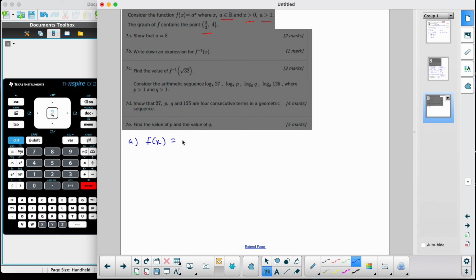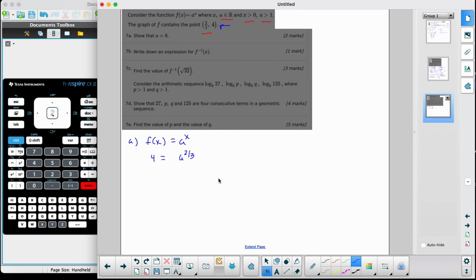So f of x equals a to the x power. We have to show that a equals 8, right? Well, we can do that because we have a coordinate. We have a value for x, 2/3, and f of x, 4. So I'll replace f of x with 4 equals a to the 2/3 power. Right now, I'm going to assume no calculators involved, so we can do this, right?